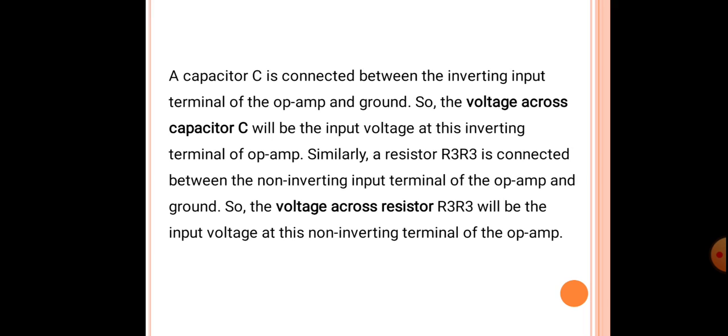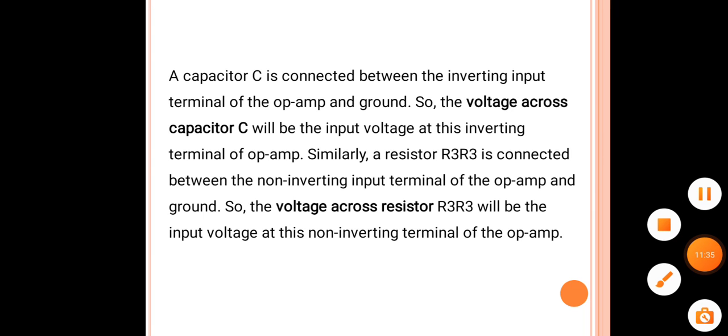A capacitor C is connected between the inverting input terminal of the operational amplifier and ground. So the voltage across capacitor C will be the input voltage at the inverting terminal of the operational amplifier. Similarly, a resistor R3 is connected between the non-inverting input terminal of the operational amplifier and ground. So the voltage across resistor R3 will be the input voltage at the non-inverting terminal of the op-amp.